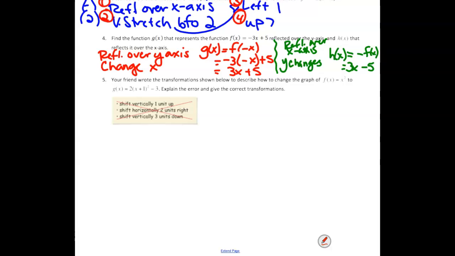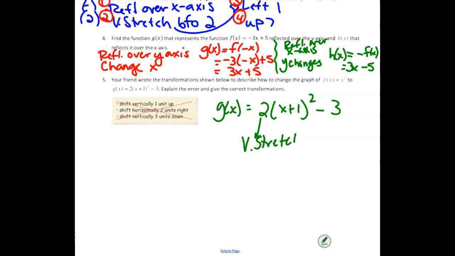Okay? Your friend wrote the transformations shown below to describe how to change the graph f of x equals x squared into g of x equals 2 times x plus 1 quantity squared minus 3. Explain the error and give the correct transformations. So let's just start with the correct transformations. What's the first thing that should happen? All right, that's going to do a vertical stretch by a factor of 2.